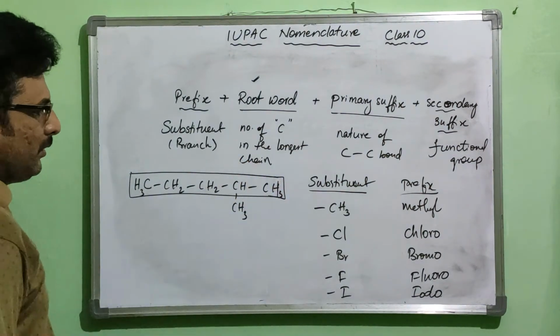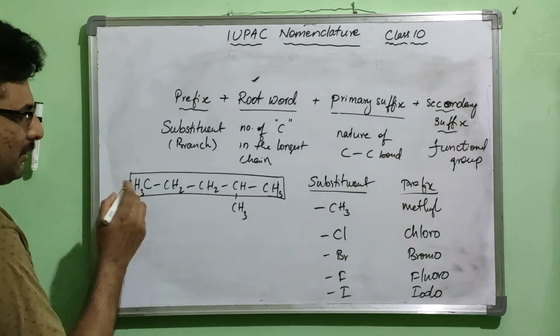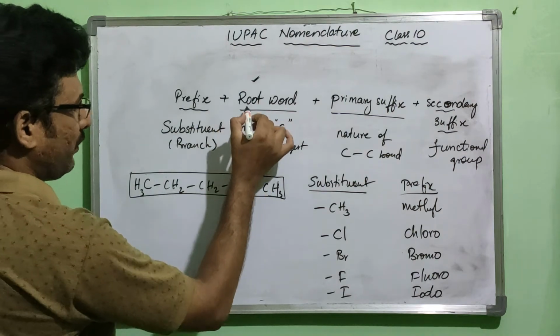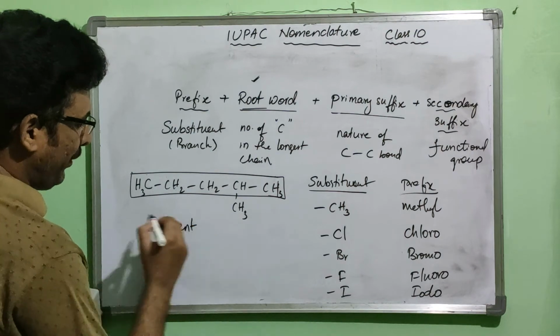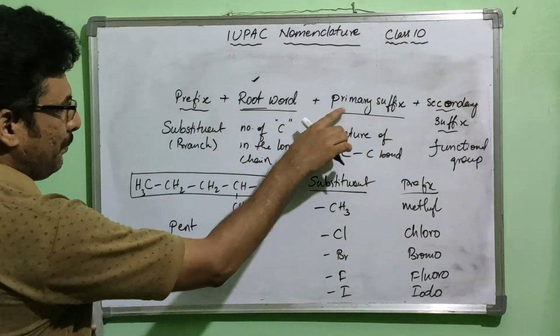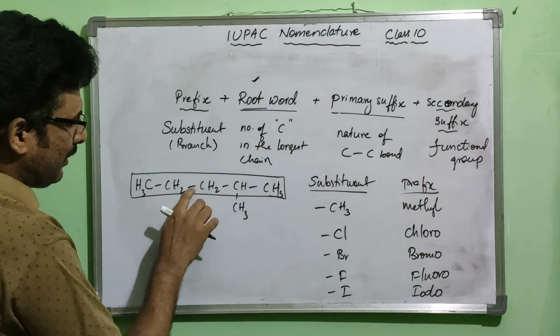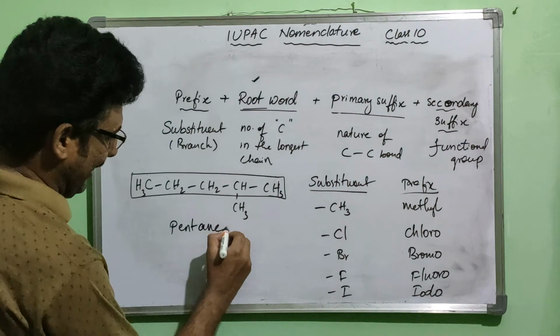Okay. Now, first we start with the root word. Let's see how many carbons are there in the main chain. 1, 2, 3, 4, 5. 5 carbons are there. So for 5 carbons, what is the root word? Root word will be pent, and primary suffix carbon-carbon bonds. Carbon-carbon single bond, carbon-carbon single bond. So all are single bonds, right? So this will be pentane.